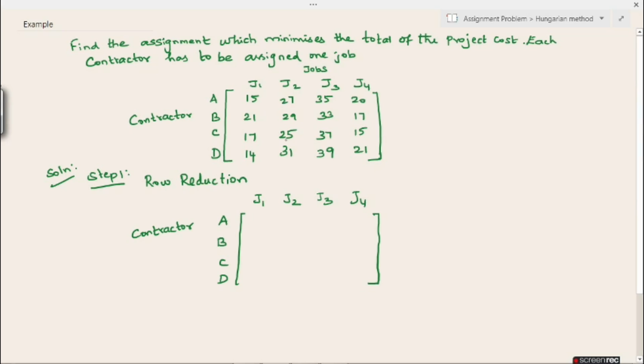So first we have to check whether this problem is a balanced or unbalanced problem. For that we have to calculate the number of rows. How many rows? A, B, C, D. 4 rows we have. So number of rows is equal to 4. Similarly, we have to calculate the number of columns, that is J1, J2, J3, J4. So 4 columns. Both are equal, therefore it is a balanced assignment problem.